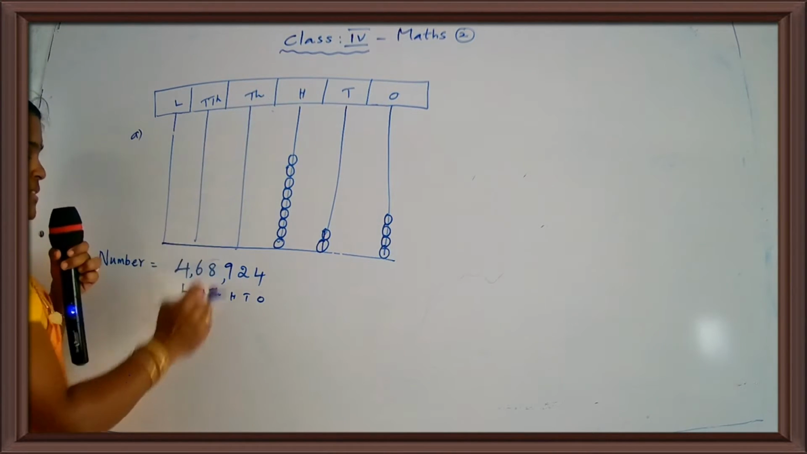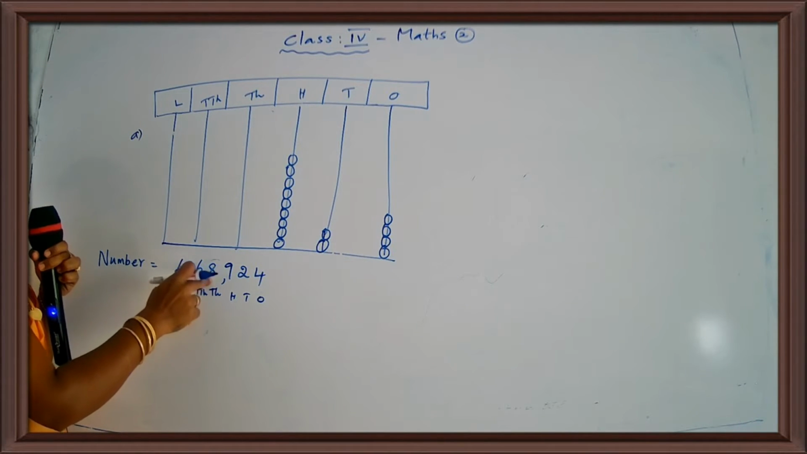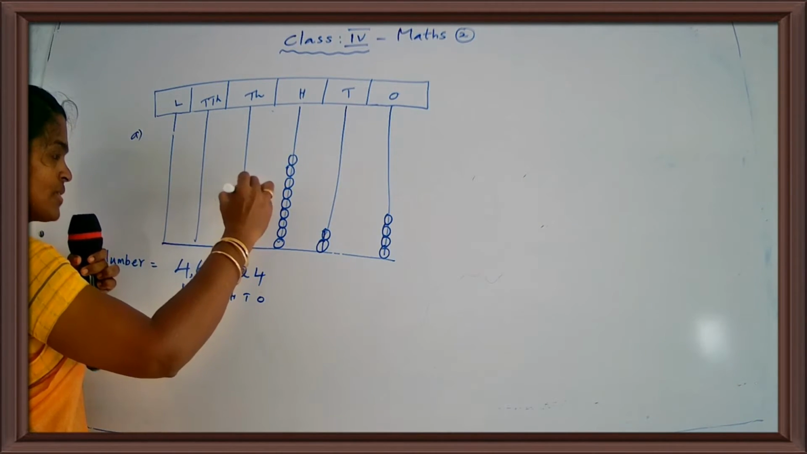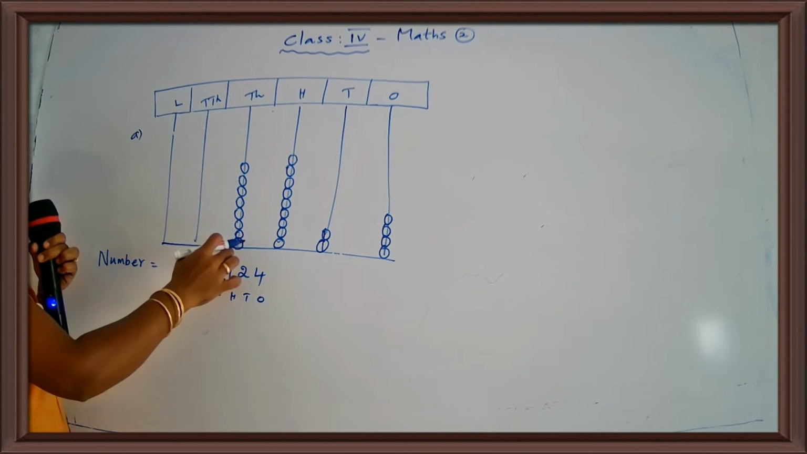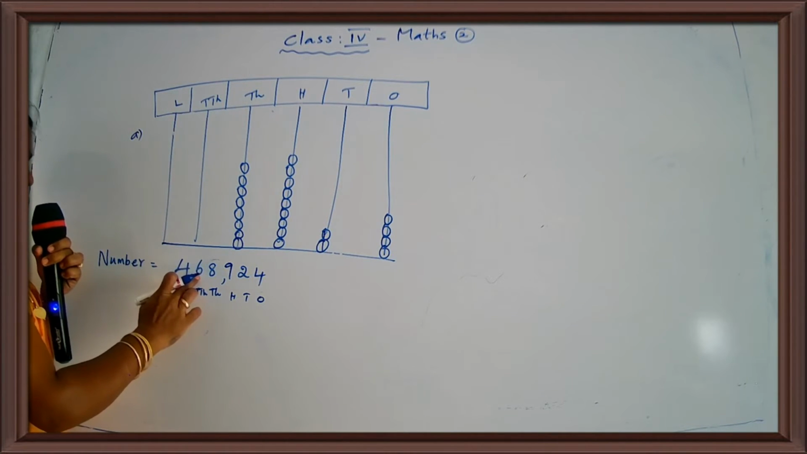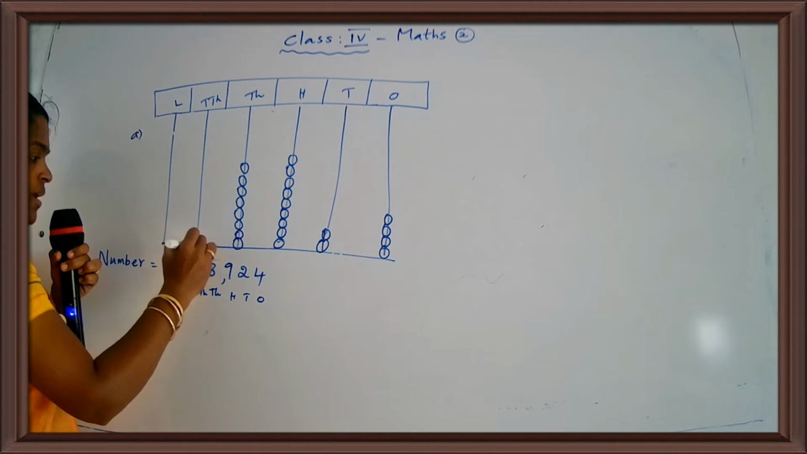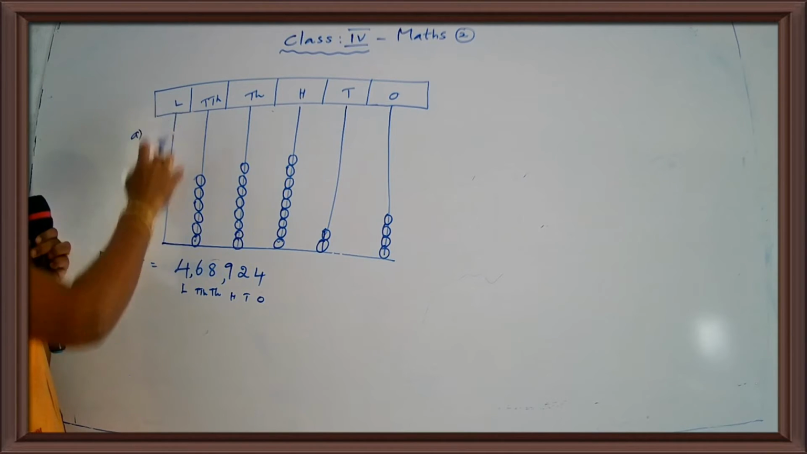Okay, then next thousands place. How many beads do you want to draw? 8 beads. Why? The thousands place has 8. So you draw 8 beads. 1, 2, 3, 4, 5, 6, 7, 8. Okay children, 8 beads. Next, the ten thousands place. Which number is there? 6. So you draw 6 beads. 1, 2, 3, 4, 5, 6.